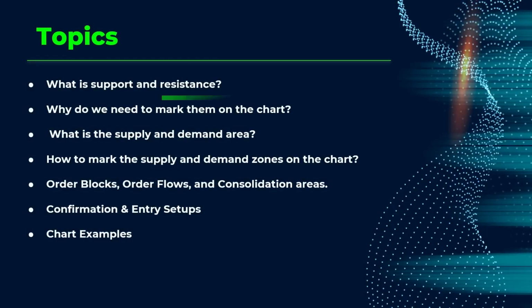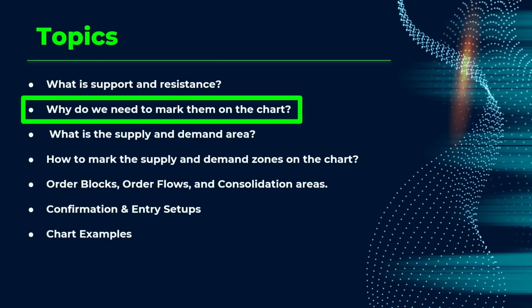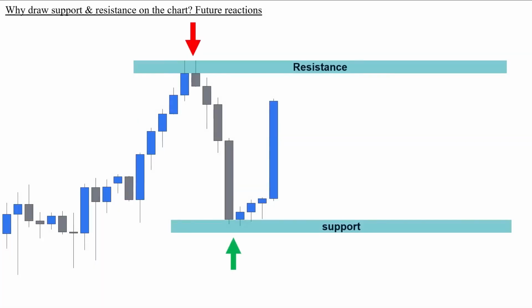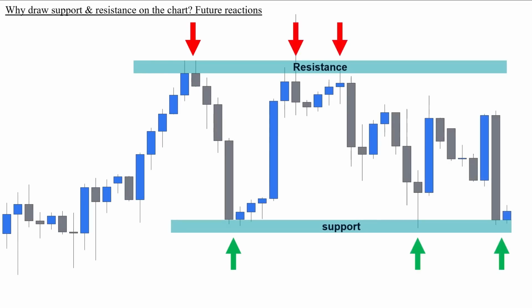Now, why do we need to mark these zones on the chart? Here are 3 important reasons. Number 1. The levels that price reacted to previously have a high chance of getting rejected again. So when we approach these levels, we will closely observe the price action for possible rejection. This will help us set our profit targets, especially if they are higher time frame key levels, because a small reaction to these levels would be a major reversal in the lower time frames.